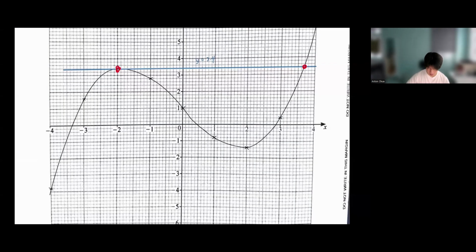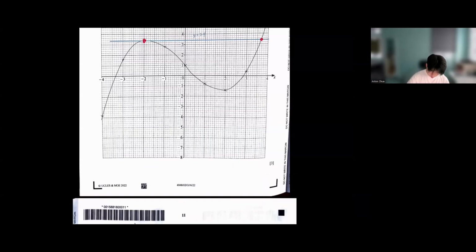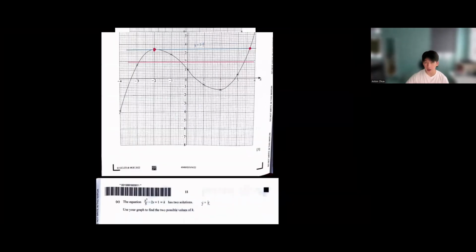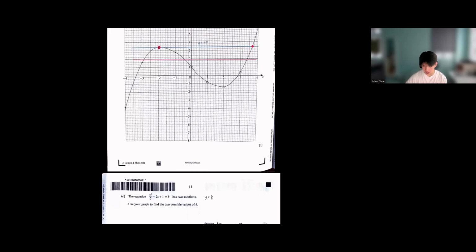Now we have to find the next solution. If you bring down the line to this point, let me just draw a straight line, we can see that over here the line intersects the curve at not just 2, but we have 1 point here, 1 point here, another point here. So it's 3 points. That means that is not the solution for k.